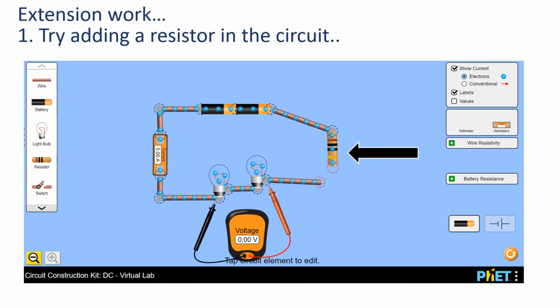Okay, a bit of extension work. There is in this circuit design a thing called a resistor. The black arrow is pointing to it. So try building a circuit, try adding the resistor, try changing the value of the resistor. If you click on it, you'll be able to change the value. See what happens to the brightness of the bulbs and the current in the circuit and also the voltage. So that's extension 1. You don't need to write any of this down.